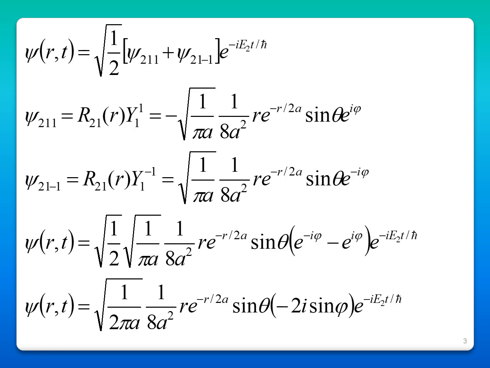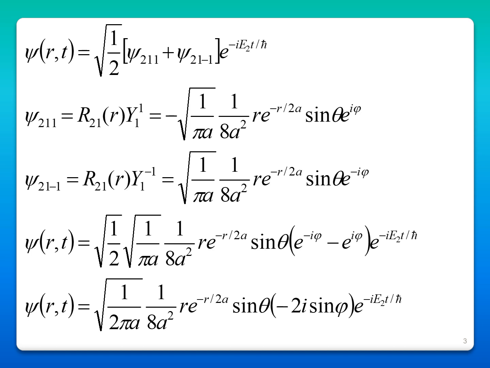Now psi of 211 is R21 of r times Y of 11. It is proved. It is minus of square root of 1 by pi a times 1 by 8 a squared r e power minus r by 2a sin theta e power i phi. Similarly for m = -1, instead of minus we have the plus, and instead of e power i phi, you have e power minus i phi.